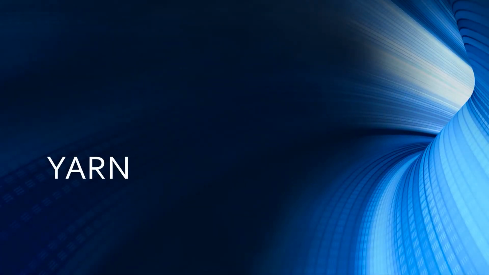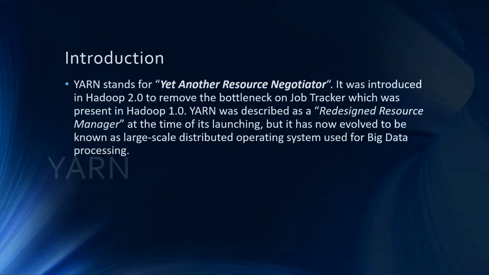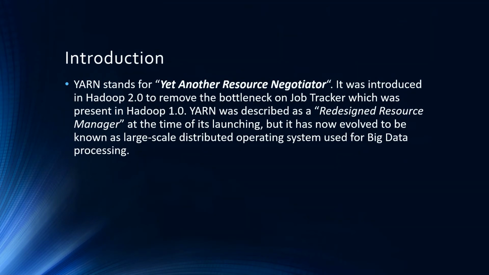Welcome everybody. Today we are talking about YARN. YARN stands for Yet Another Resource Negotiator. It was introduced in Hadoop 2.0 to remove the bottleneck on job tracker which was present in Hadoop 1. YARN was described as Designed Resource Manager at the time of its launch, but it has now evolved to be known as Large-Scale Distributed Operating System used for big data processing.